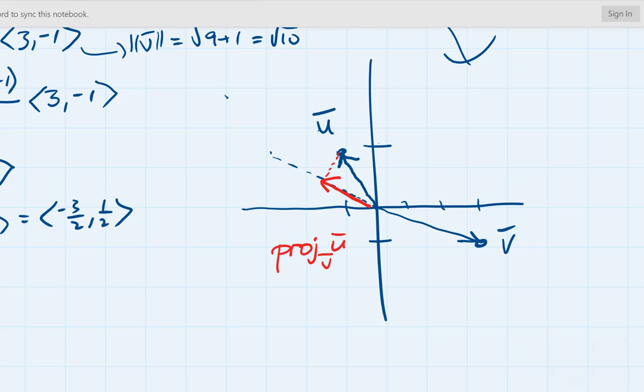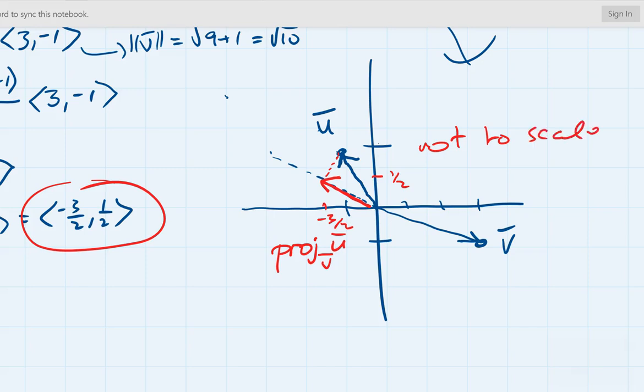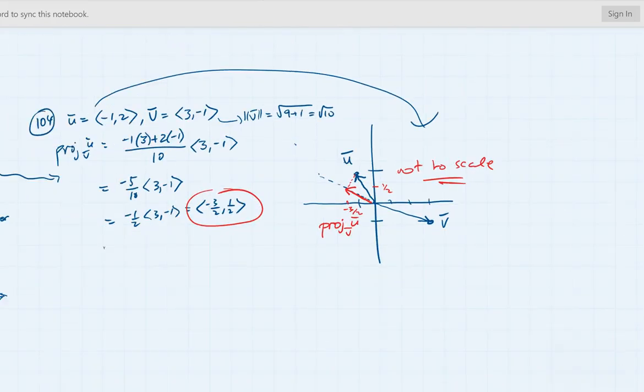All right, and so that's kind of what we got, actually. If you look, maybe this is -3/2, and maybe this is 1/2 here. Okay, it's off scale, not to scale, but that's kind of how it goes. All right, and that's the projection. So I invite you to do some more problems like that.